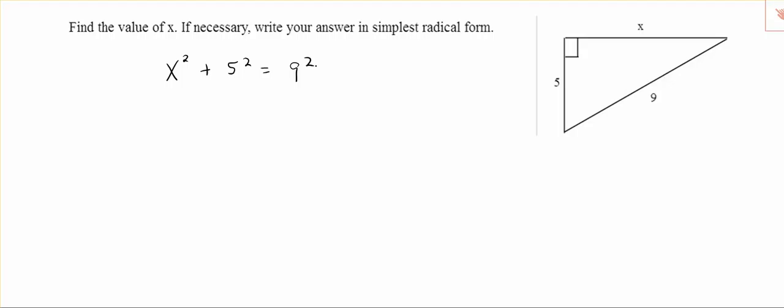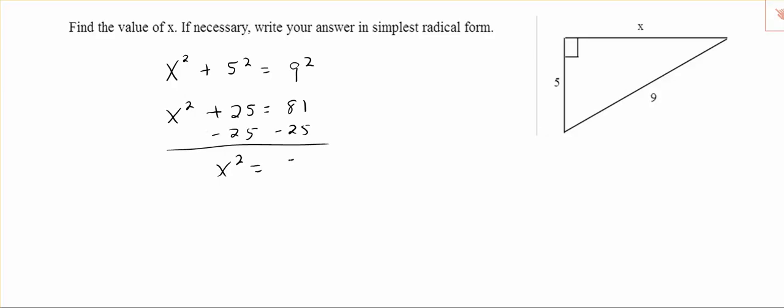And then we will begin to simplify. So x squared, 5 squared is 5 times 5, which is 25. 9 squared, 9 times 9, is 81. Subtract 25 from each side. So x squared equals 56.